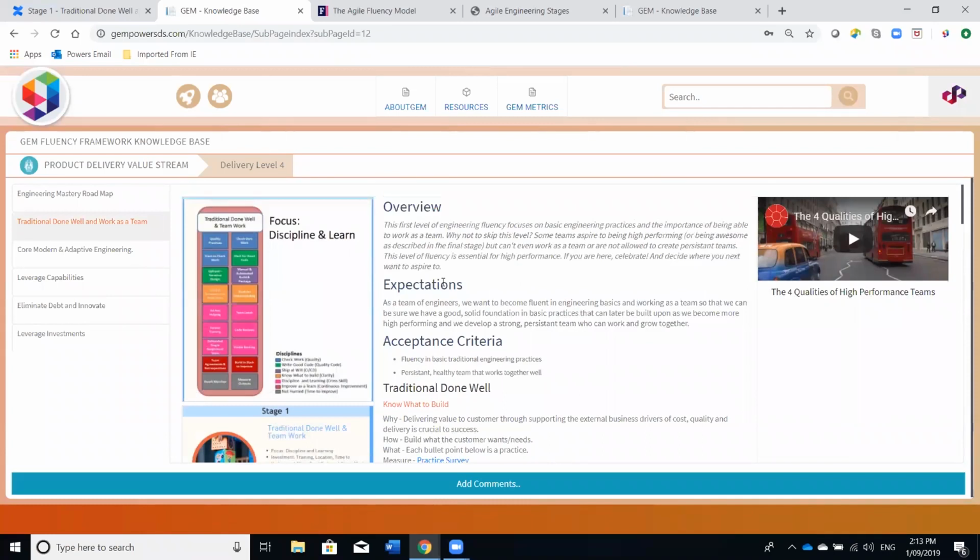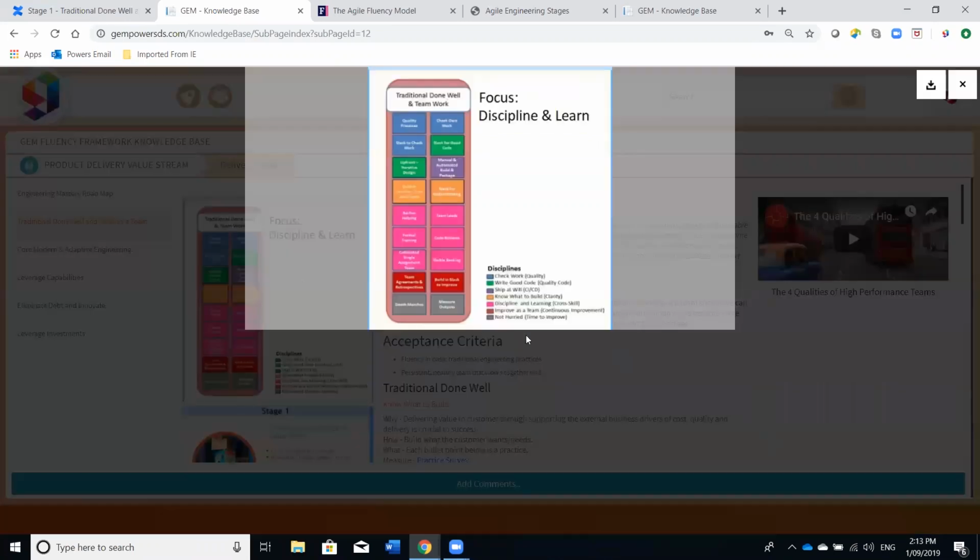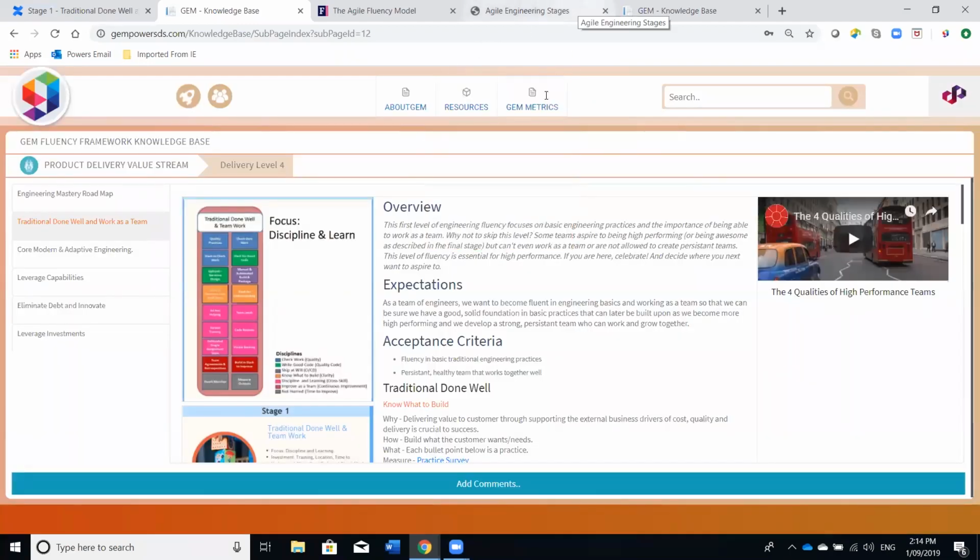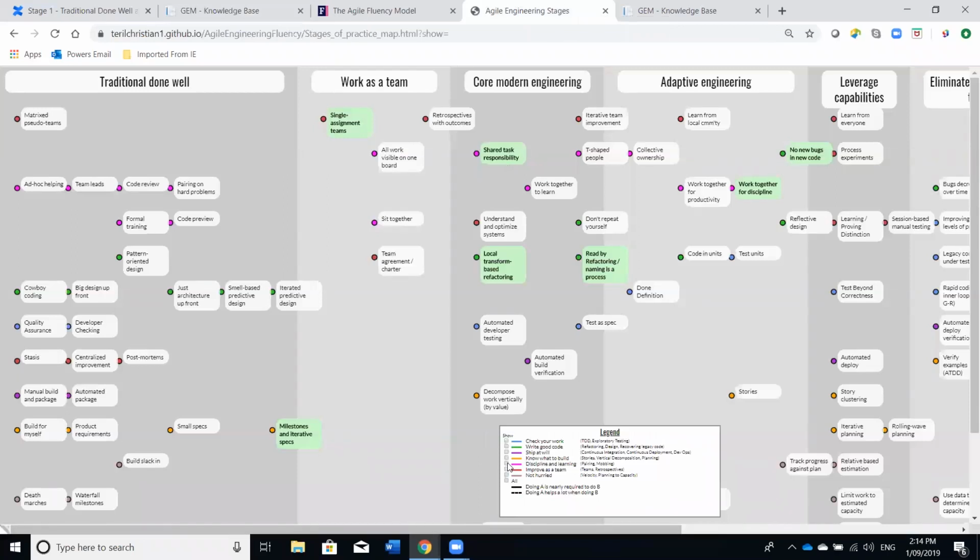You can see here, this is the overview, expectations, acceptance criteria of this whole level. And then also you could blow this picture up and talk about, you can see the concentration here are these pink ones, this pink discipline, and that is discipline and learning. And if you look at the Agile Engineering Fluency model, you would see that discipline and learning, this pink one, I guess it's more purple here. This is also, we can see there's a lot of focus here on this one.